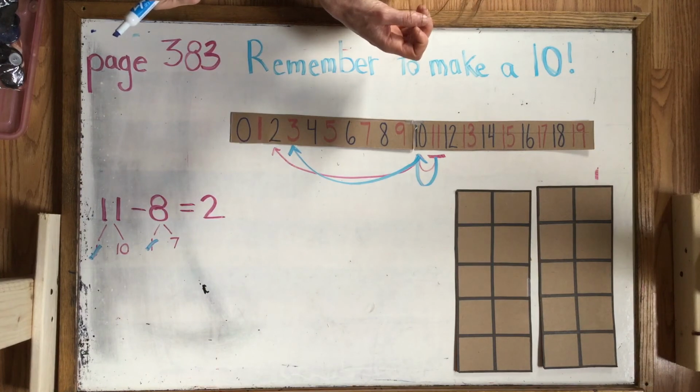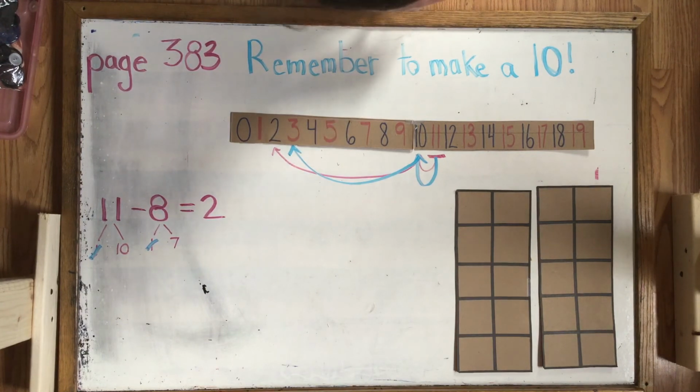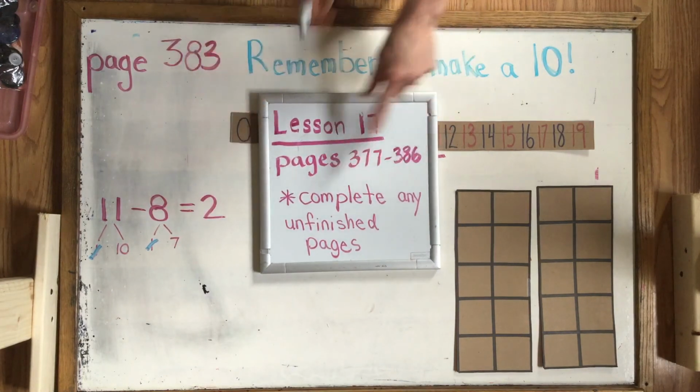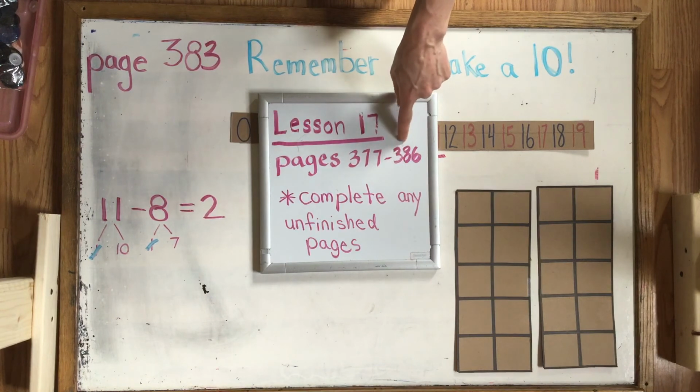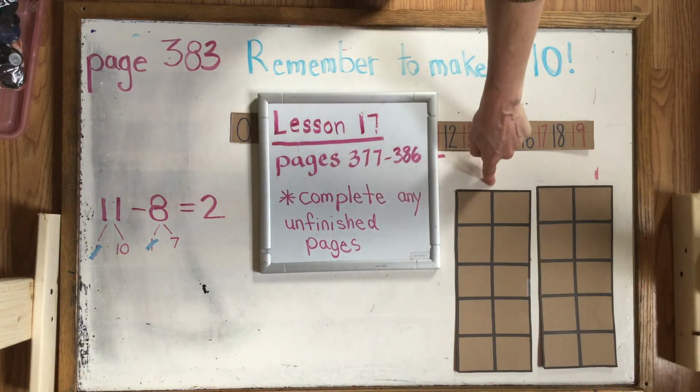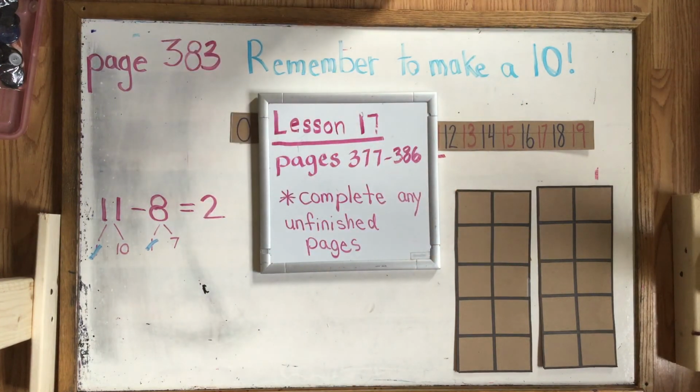What do you know? All right, boys and girls, I'm going to let you do the rest of Lesson 17, pages 377, and then stop at 386. Remember, in this second part, you are going to try and make a 10, because that's really helpful. But you can check your answers using your tens frames or drawing a picture, because showing how you know how to do math is awesome.